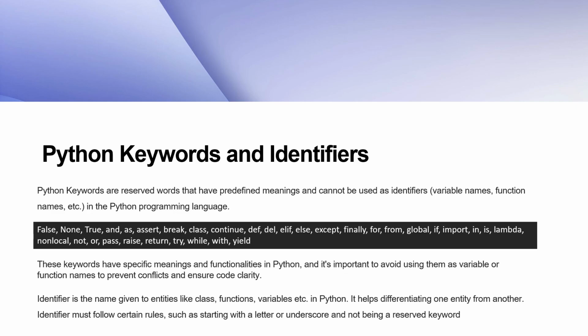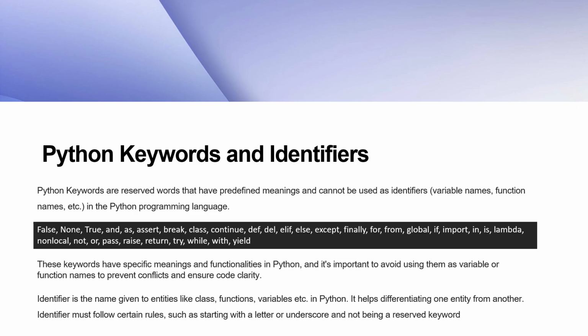And it's important to choose meaningful and descriptive identifiers that reflect the purpose of the variable or object they represent. This improves code readability and helps other developers understand your code. So let's consider an example. If you have a variable representing a person's age, using an identifier like age would be more meaningful than using something vague like x or var1. So if you name that variable age, it is more readable.